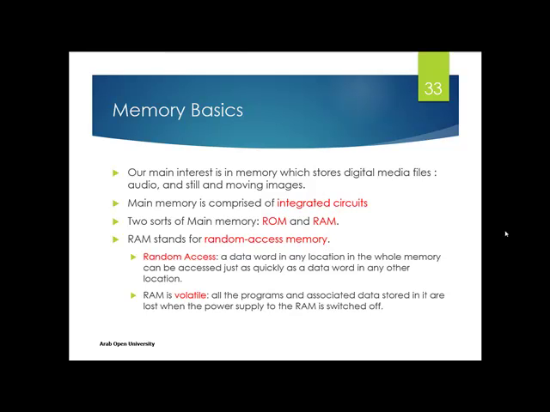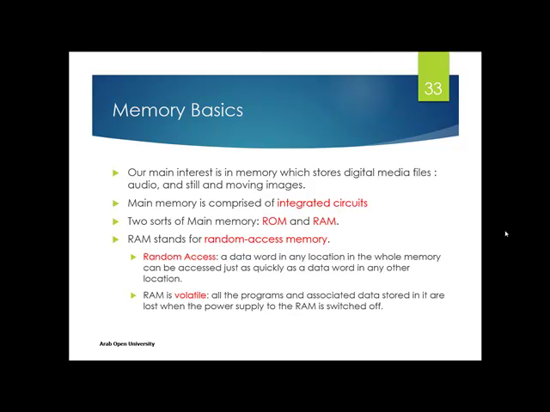First, we all know that memory is comprised of ICs, integrated circuits. We have two sorts of main memory, the ROM and the RAM. And you all know the difference between ROM, which is read-only memory, and RAM, which is random access memory. It is random access because a data word in any location of the whole memory can be accessed as quickly as the data in any other location. So the access does not depend on the location of the data.